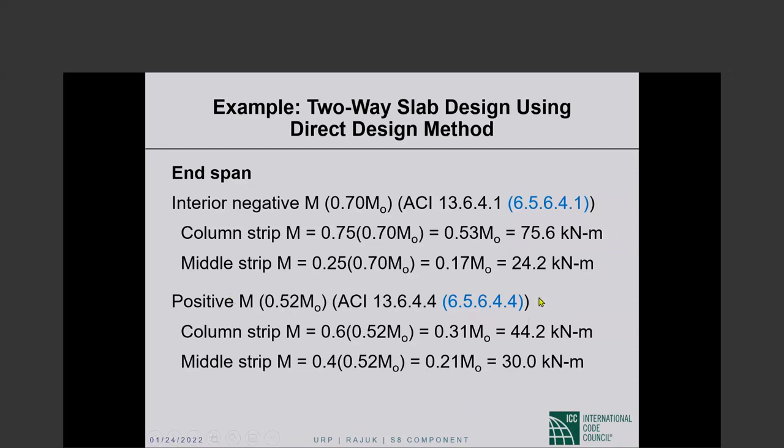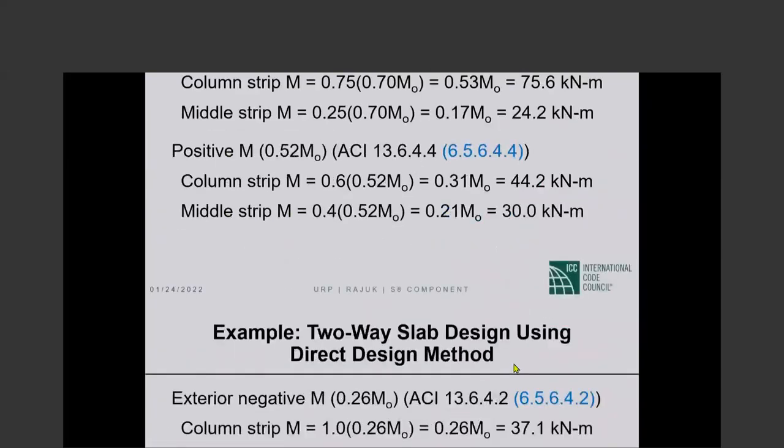The positive moment in the end span, column strip 60% comes to 44.2 kilonewton meters, middle strip 40% comes to 30 kilonewton meters. Okay, so end span, interior negative moment, so much to the column strip, so much to the middle strip. Positive moment, so much to the column strip, so much to the middle strip.